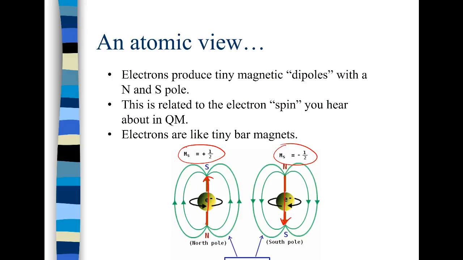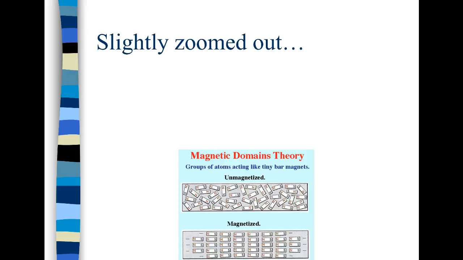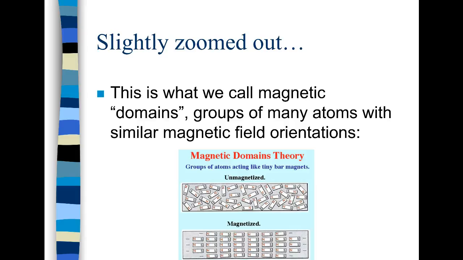So if we zoom out a little bit, then we're going to see some magnetic domains. And domains are just groups of lots of atoms that have similar magnetic field orientations. So you can see on the top here that this is what it looks like if a material is unmagnetized. You have many domains, but they are unaligned. But if it's magnetized, all the domains are lined up.